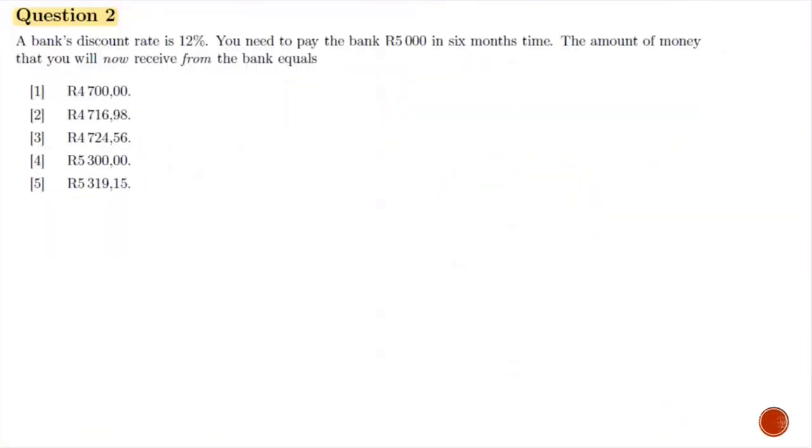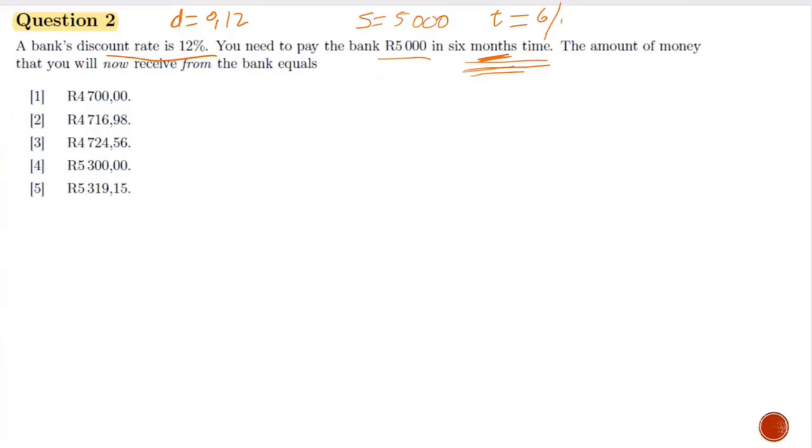Let's look at this one. Okay, what is this? A bank discount rate is 12%. So now your D here is equal to 0,12. You need to pay the bank 5,000. That is your future value. It is equal to 5,000 in 6 months' time. Here is the time. Your time is less than a year, and it is in months. So your T is going to be 6/12.